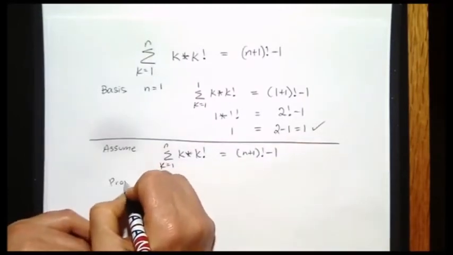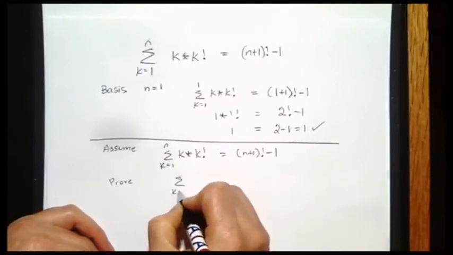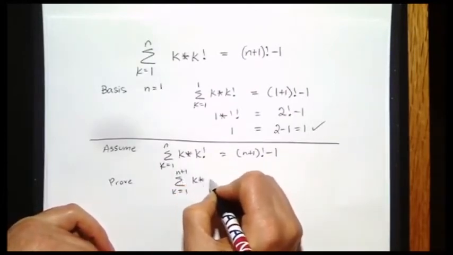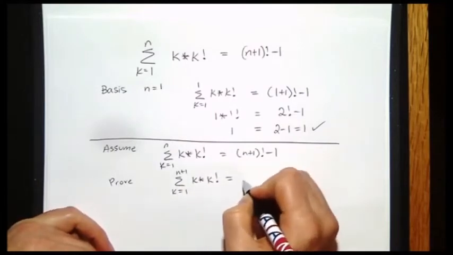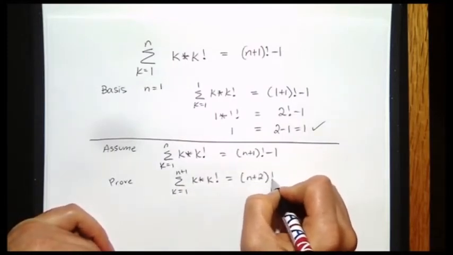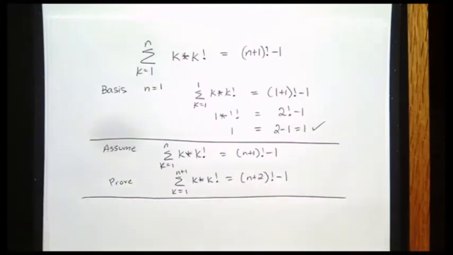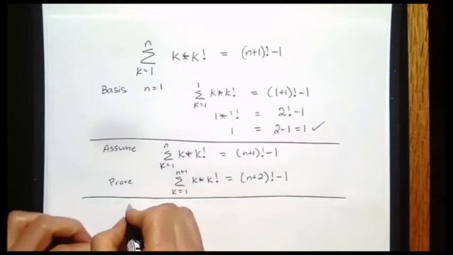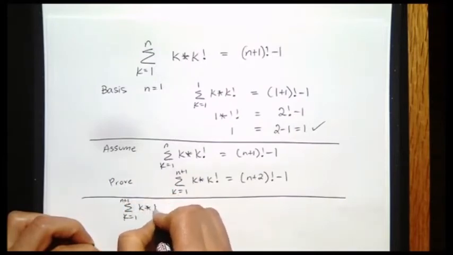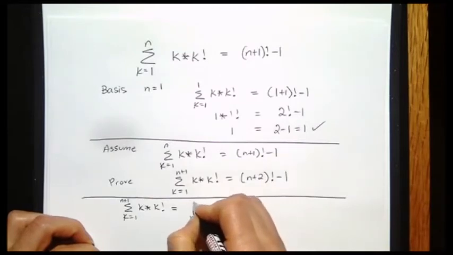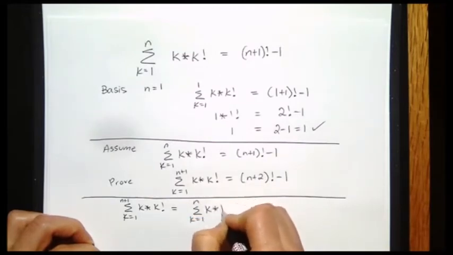And then I write the prove, which is exactly the same, but everywhere I have an n, I replace it with n plus 1. Notice that I don't change what's inside this summation because there's no n's in there. So there's my problem set up. And then we start with the left-hand side of the prove and set it equal to the left-hand side of the assume. And then I have to fix it.